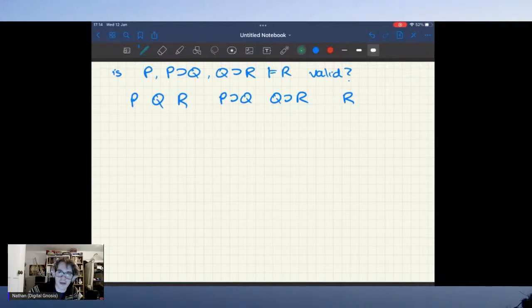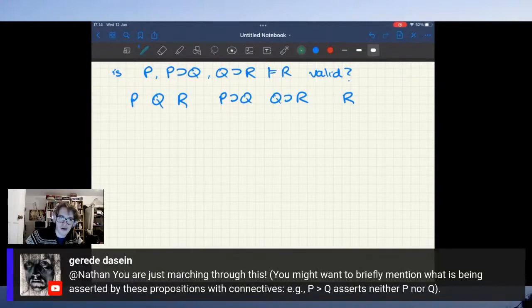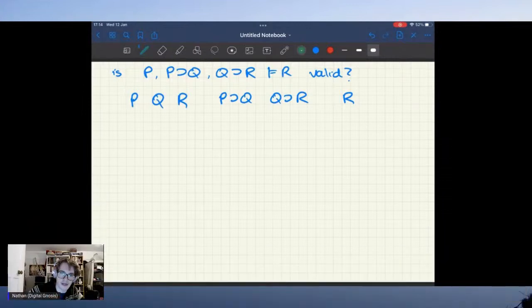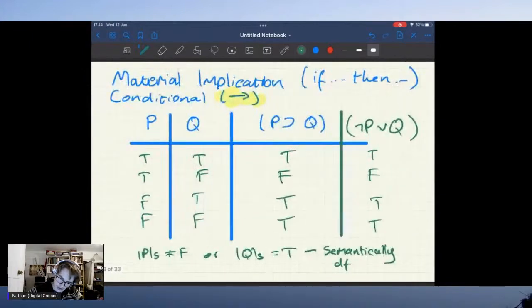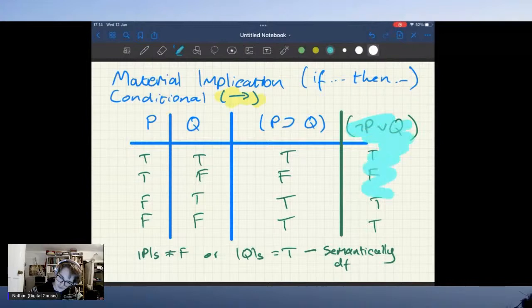Oh, just a comment that someone put saying, I'm watching through this. You might want to briefly mention what's being asserted by the propositions. P then Q asserts neither P nor Q. I don't know how long you've been watching, but I did cover that when we did this truth table here. So we looked at that these two have the same truth conditions as well.